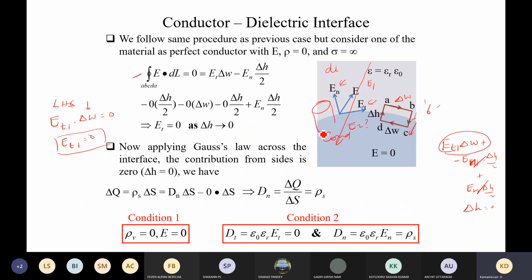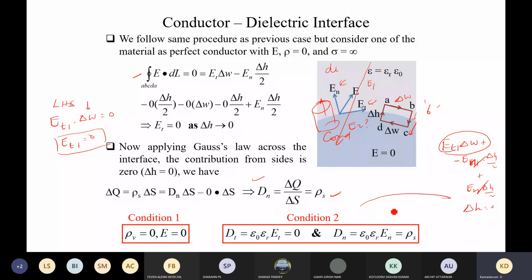So the pillbox will be placed in such a way that we will capture the normal component. Here also we are applying that, and we will consider there is a surface charge density, and you will get a normal component, which is nothing but the surface charge density itself. So directly, when this charge density is equal to 0, the normal component also will be 0.